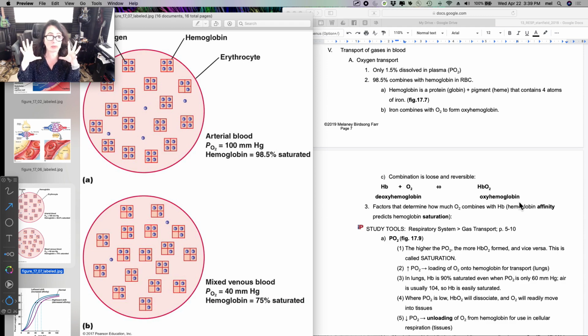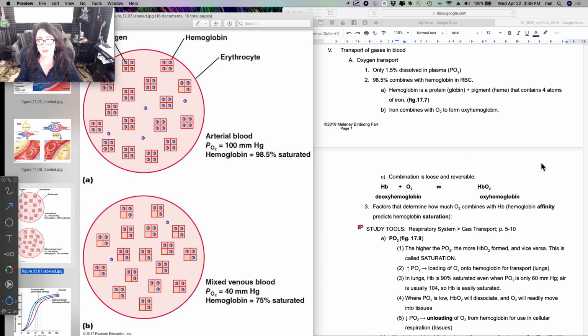Oxyhemoglobin tends to be bright red in color, and deoxyhemoglobin is not bright red, it's duller red in color. Okay, so now what we need to do, and this is the part where it gets kind of confusing for a minute, and then I'll be able to bring it back together. So what I want to do is talk about what determines how much oxygen the hemoglobin bus is carrying at any given time.